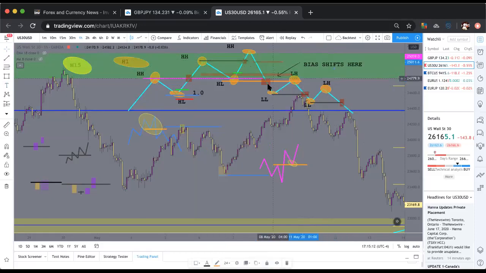So your bias shifts here. We're no longer in the uptrend, right? And even if we wanted to use a little trend line here, point A, point B into the future, we have a trend line break.